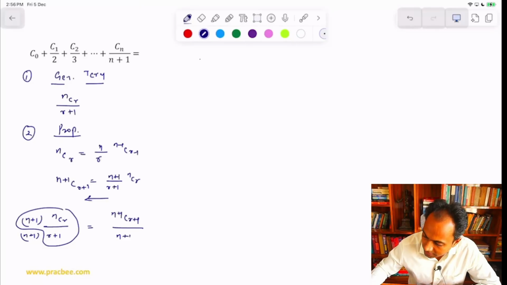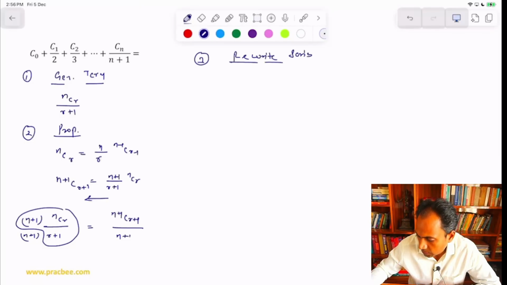Once you have done this, in the third part, we are going to do exactly same what we did earlier. We are going to rewrite the series. So if you rewrite series, 1 upon n plus 1 will come outside. And inside, if I start putting value, the first value of r was 0. So this will become n plus 1 C1. Then n plus 1 C2. And this will go till n plus 1 Cn plus 1.